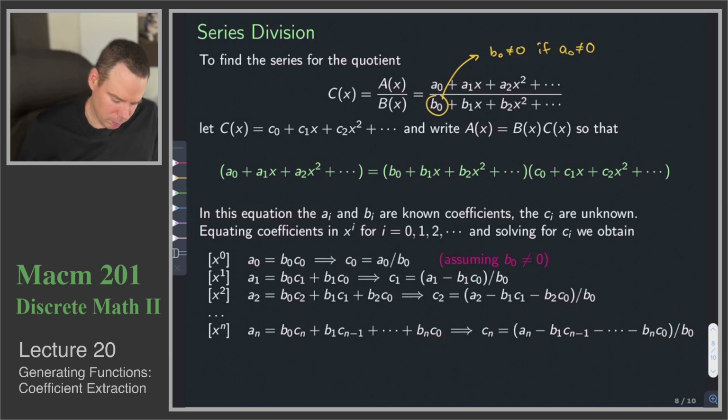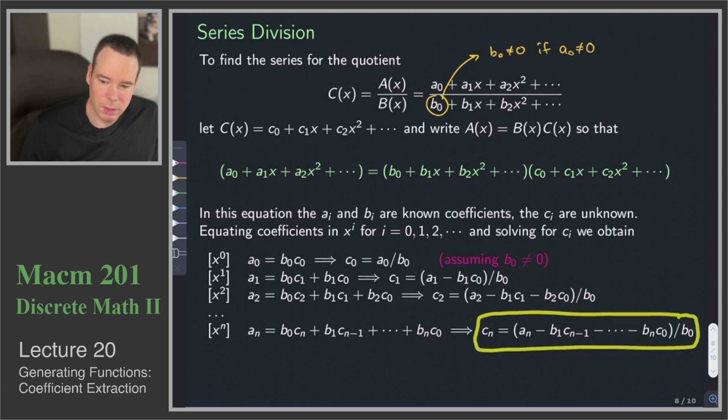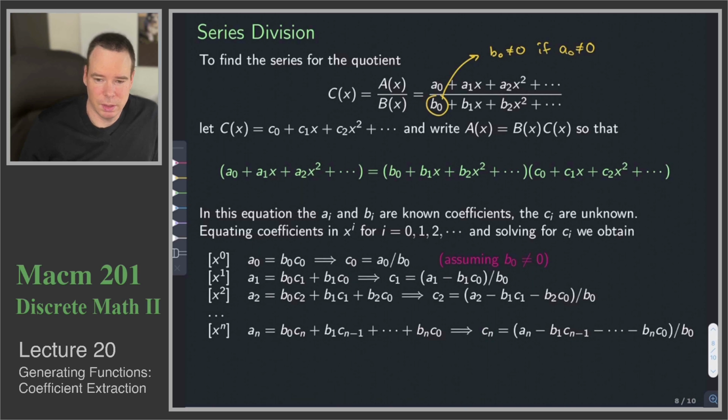So in some sense, we can see that this is giving us a recursive method for finding the coefficients of C. We can find C0, and then using that find C1, and using those two find C2, and so on all the way up. So let's do an example.